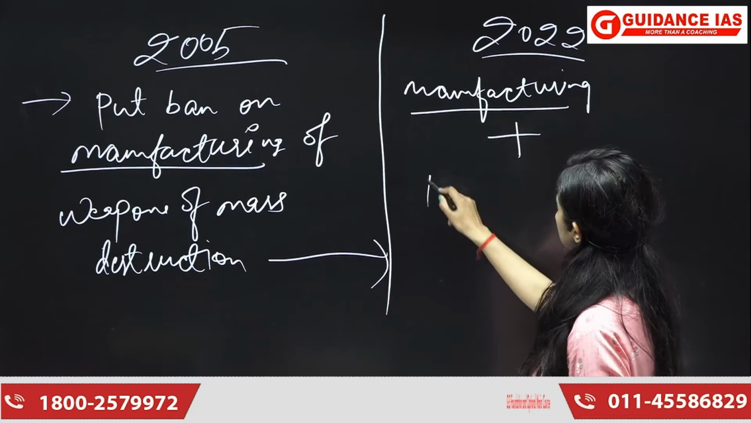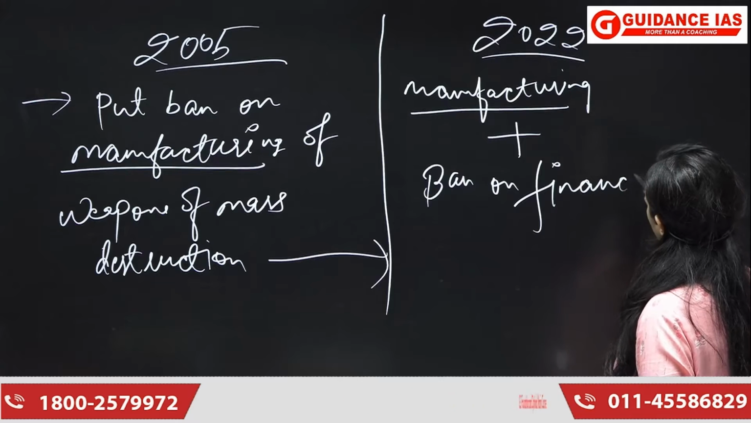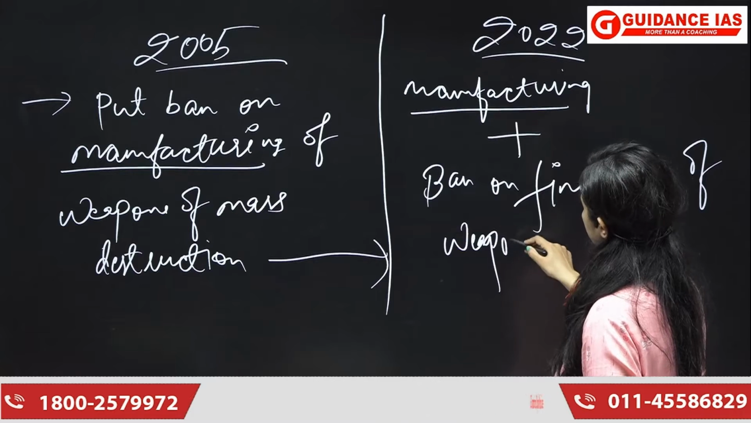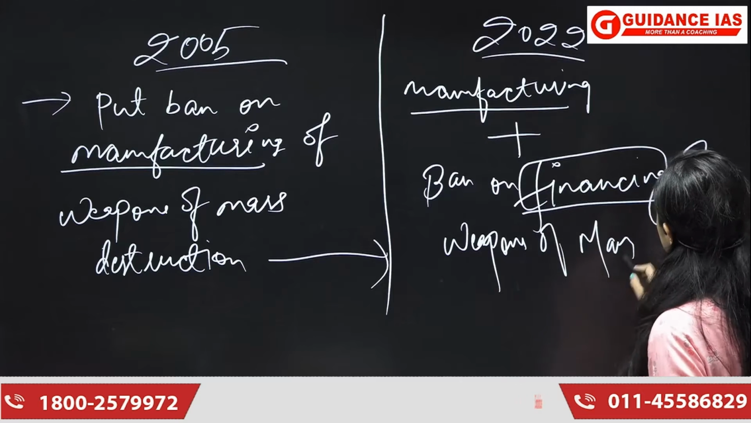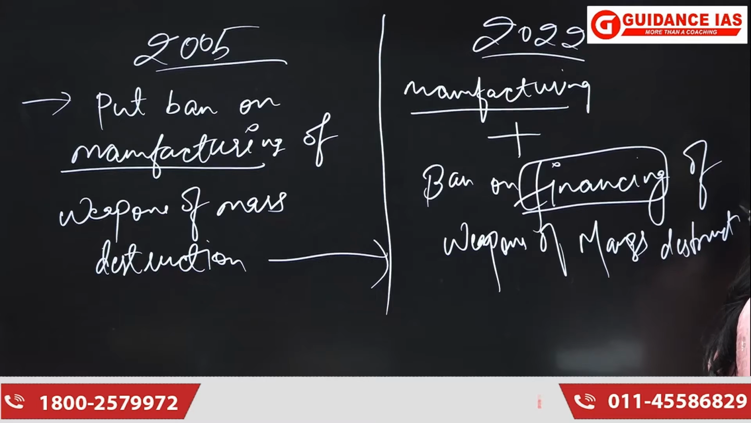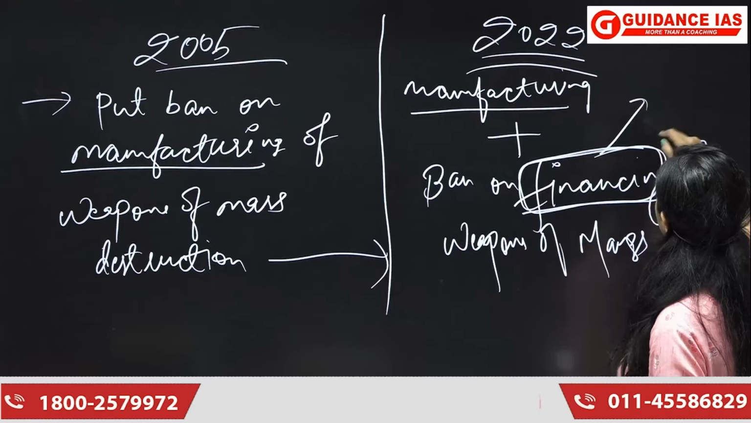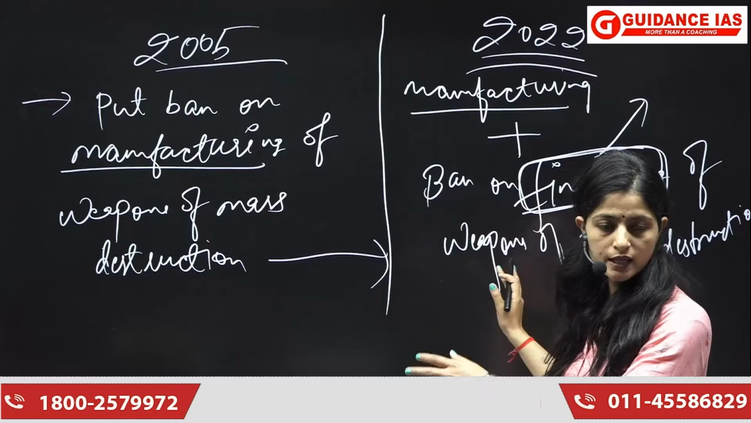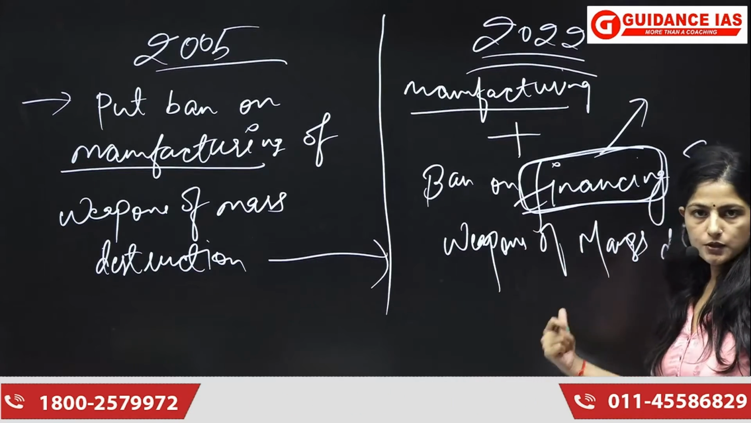Plus, we also put a ban on financing of weapons of mass destruction. Right? Now you cannot even finance it through any means, through any channel. This is the major difference, and this is the only point we had to make this amendment for, क्योंकि financing वाला part अभी तक missing था. So to include this financing वाला part, we had to come up with this amendment.